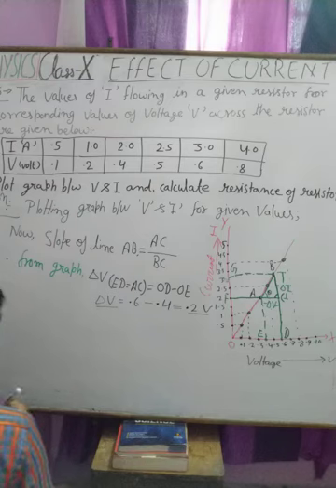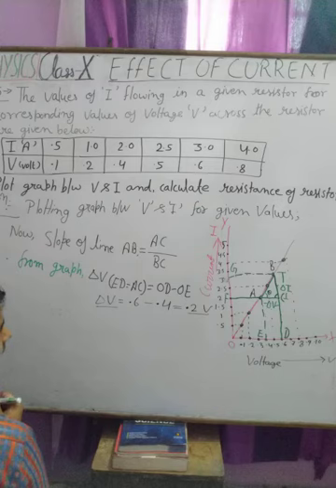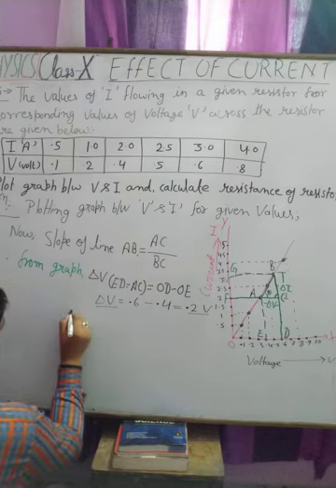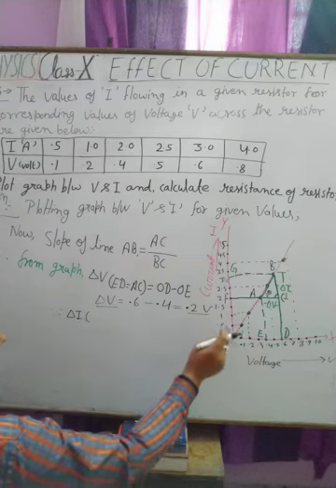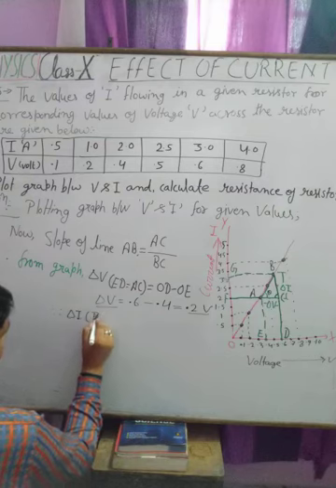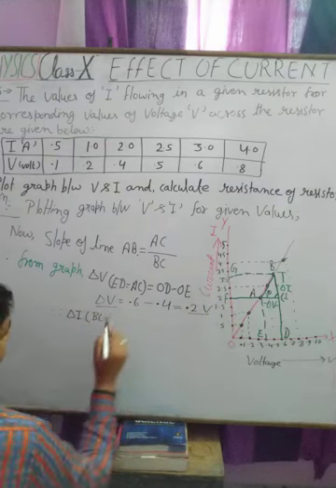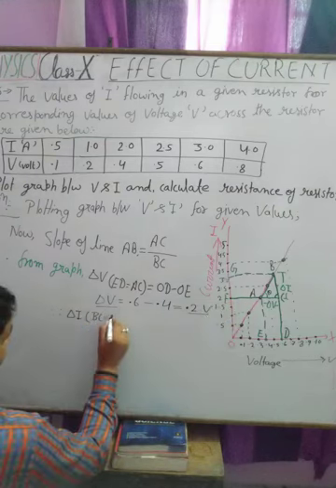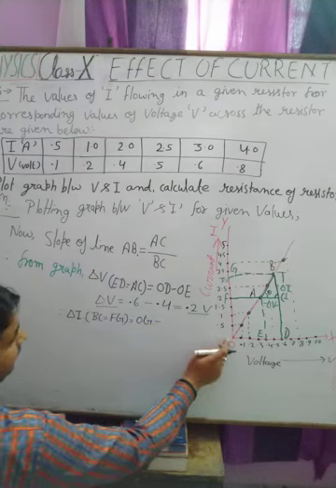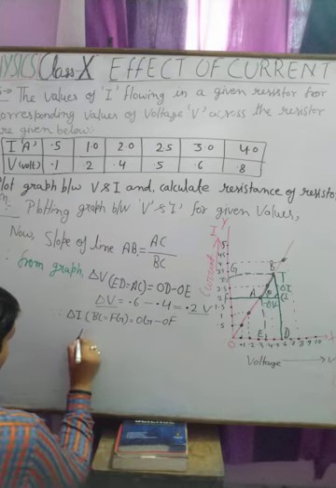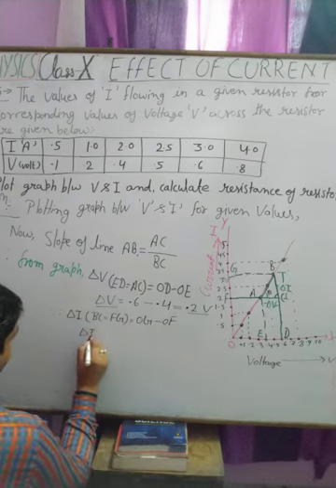Similarly, del I is equal to BC or FG. Okay student, because this is a rectangle, so opposite sides are equal, therefore OG minus OF, we are getting the value of del I is equal to 3 minus 2, that is 1 ampere.